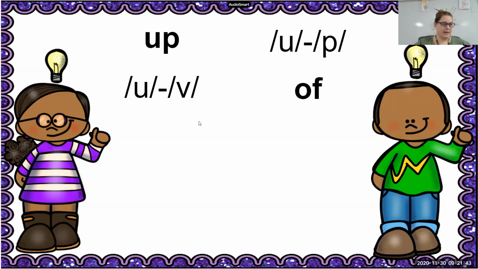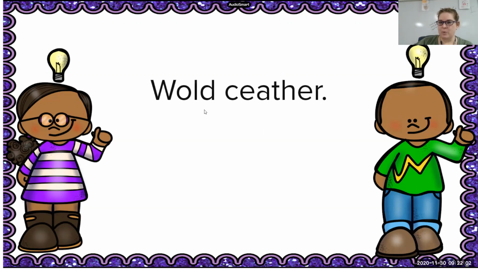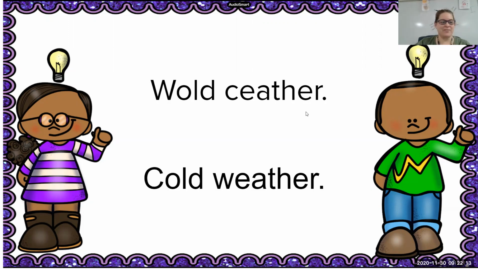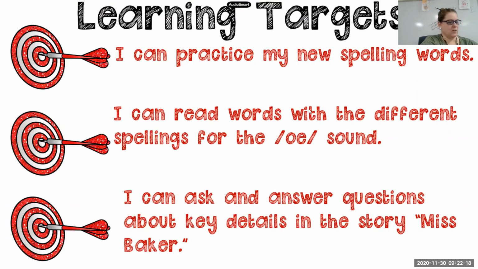Good. All right, so it's time for our spoonerisms. Today's should be fairly easy. Today's spoonerism is wold kether. Wold kether. You guys want to see it? Wold kether. What should it say? Cold weather. Very good.